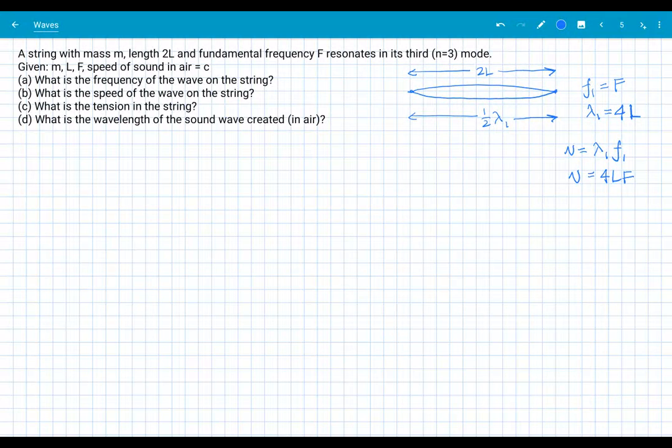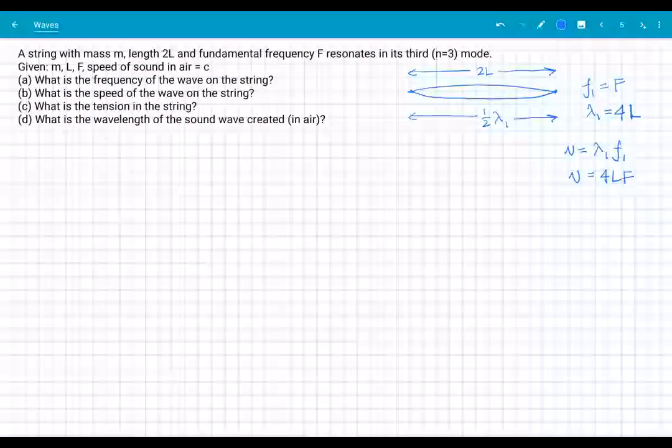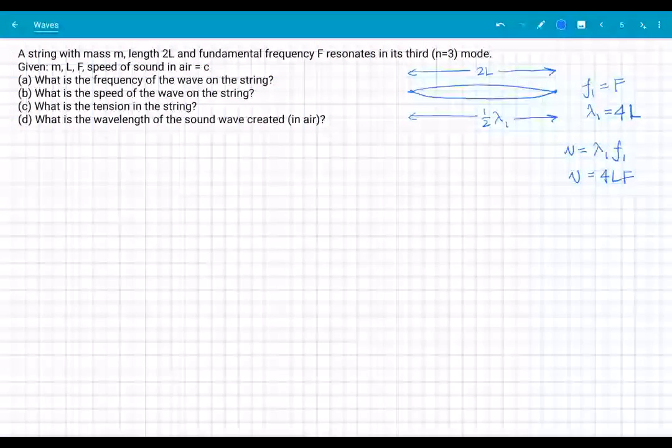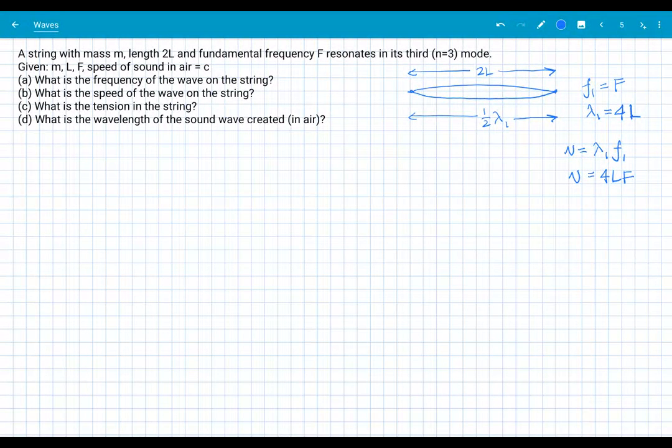So analyze the heck out of the fundamental, make sure you're applying everything in the problem statement to that before you move on and look at the other modes. There's a reason it's called the fundamental frequency, and that is that it really is a signature of the system. You can extract behavior of the rest of the system if you know the fundamental. Okay, so that's done. Now let's go to how it's resonating.